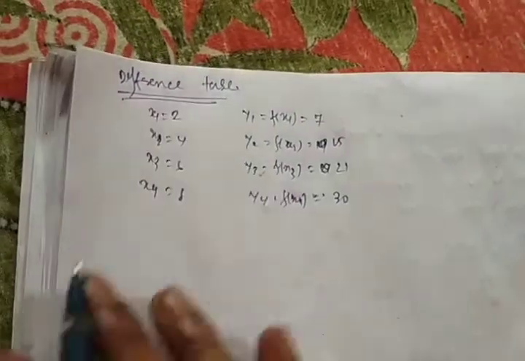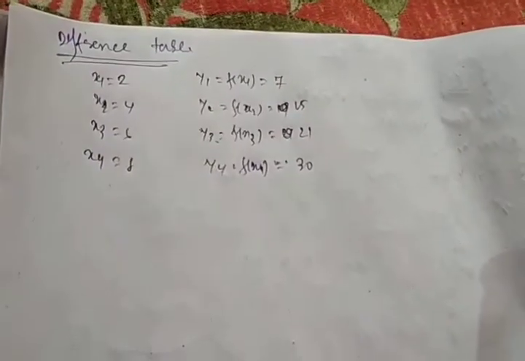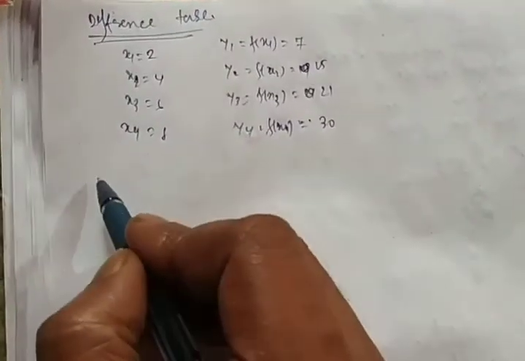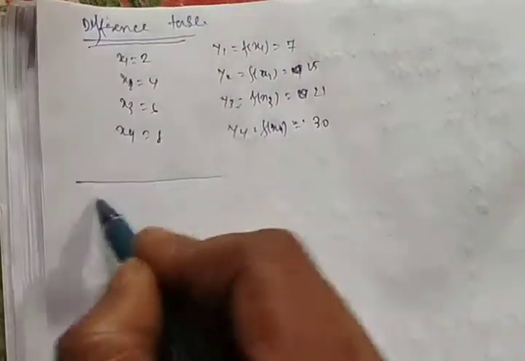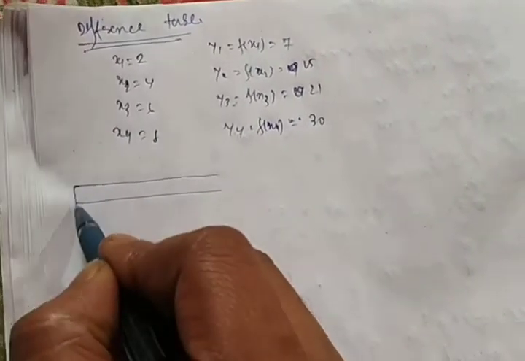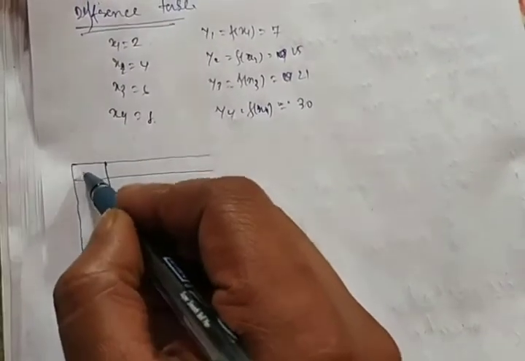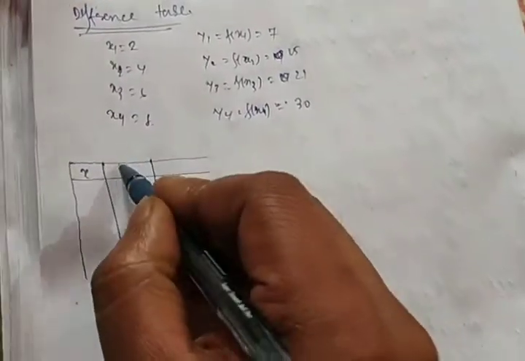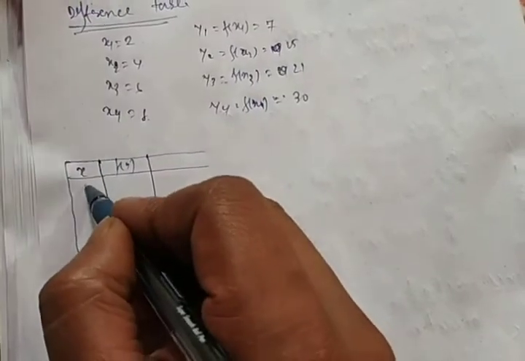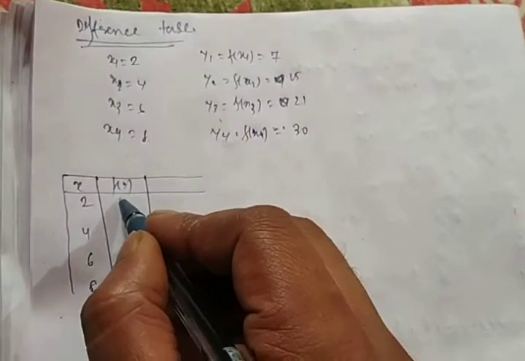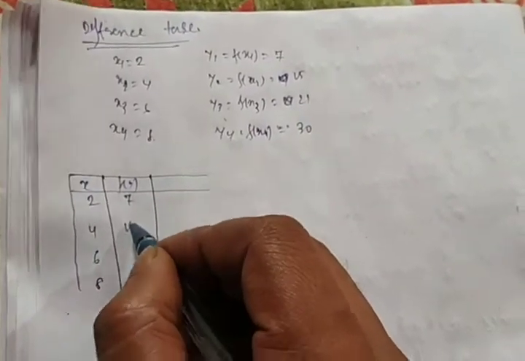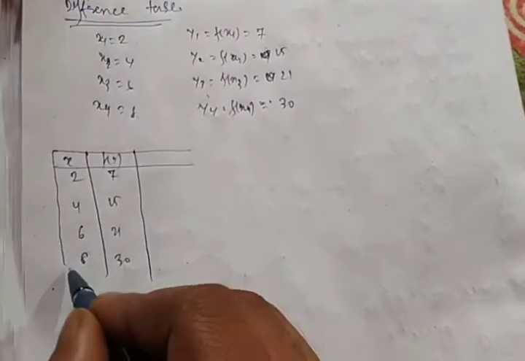Okay, so this kind of data is given. So how do we find the difference table? First we will write the entries. Here the given entries are in equidistant form, so we will write the data in this form. This is x, this is f of x. So x is given as 2, 4, 6, 8, and the corresponding arguments are 7, 15, 21, 30.